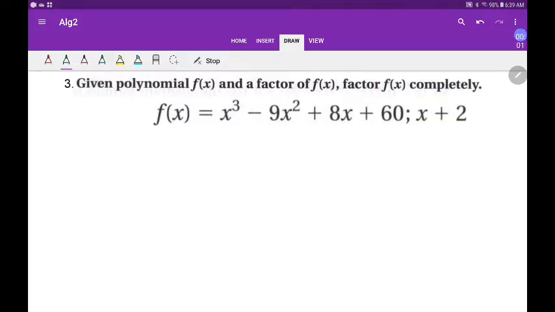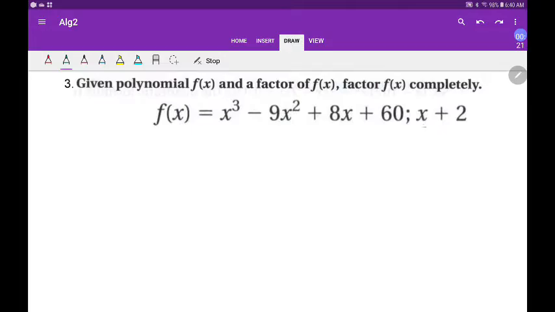So this one doesn't ask us to find the possible rational roots. They just give us a root right here, x plus 2, and we're supposed to factor this completely. Well, normally this would be a little effort because of the x to the third, but since they gave me a root, it becomes considerably easier.